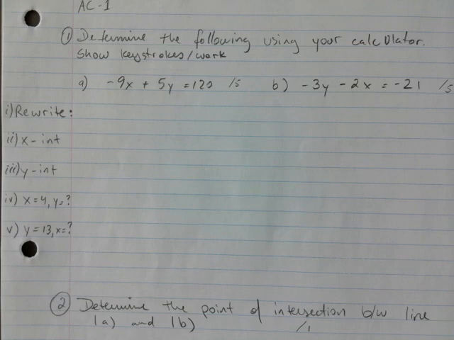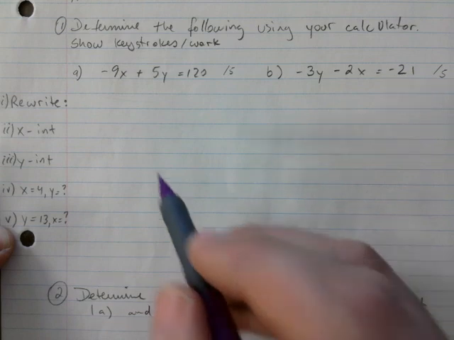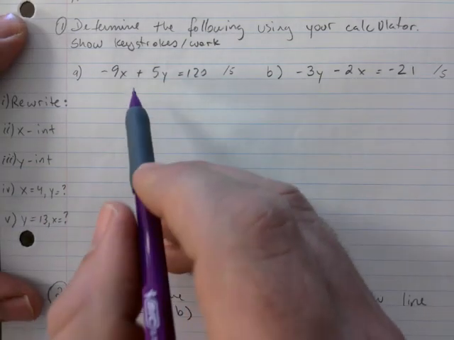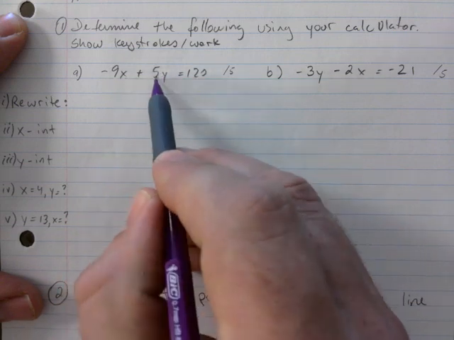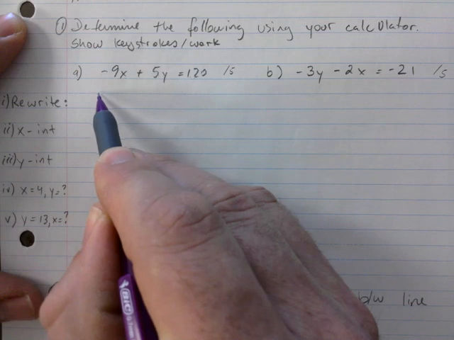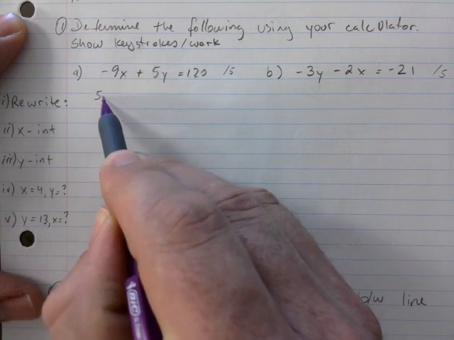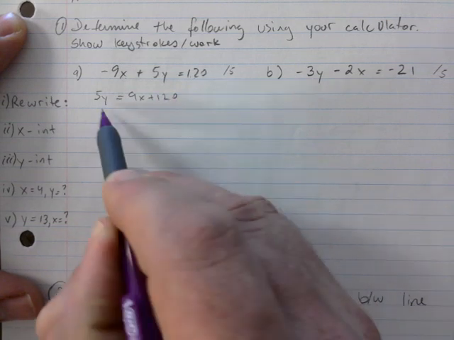This is probably going to be a bit crowded and not necessarily follow in line, but you'll get a pretty good idea of how this is done. You can find the intercepts right away based on this, but if you do rewrite it first, you would go 5y is equal to 9x plus 120.